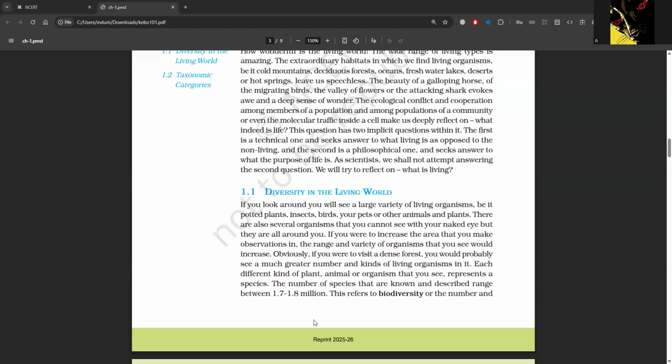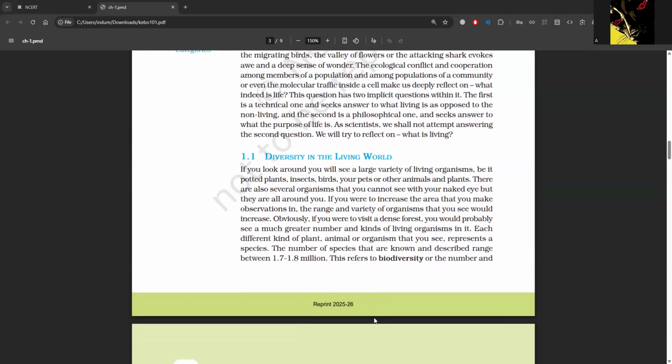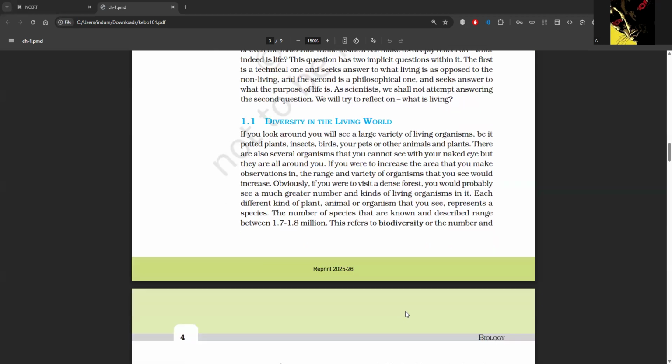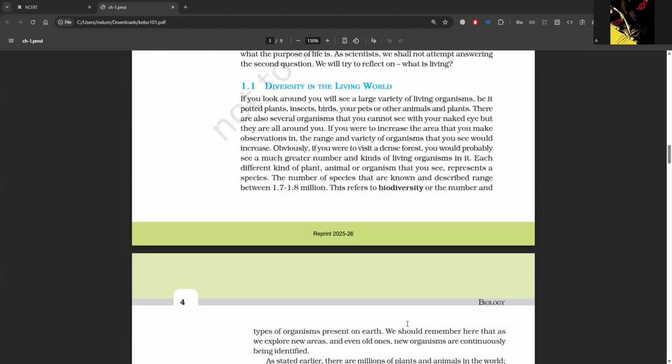1.1 Diversity in the living world. If you look around, you will see a large variety of living organisms, be it potted plants, insects, birds, your pets, or other animals and plants. There are also several organisms that you cannot see with your naked eye, but they are all around you. If you were to increase the area that you may make observations in, the range and variety of organisms that you see would increase. Obviously, if you were to visit a dense forest, you will probably see a much greater number and kinds of living organisms in it.